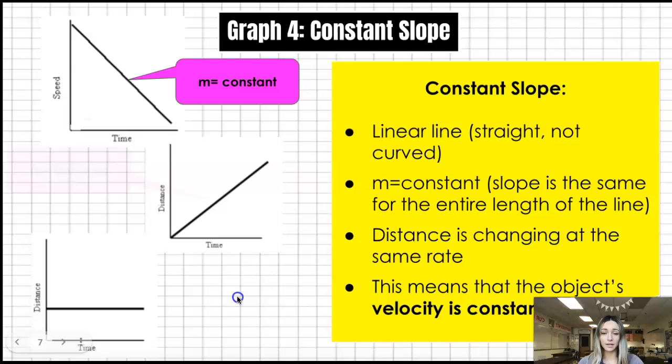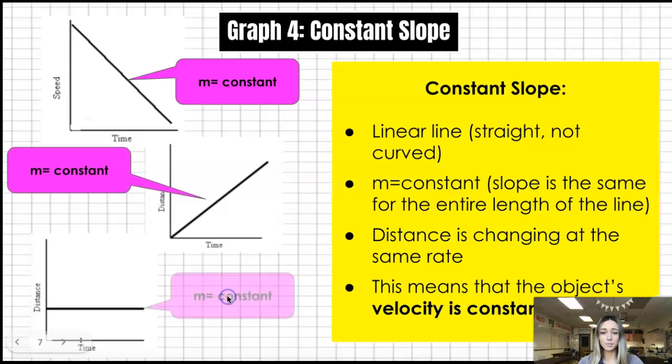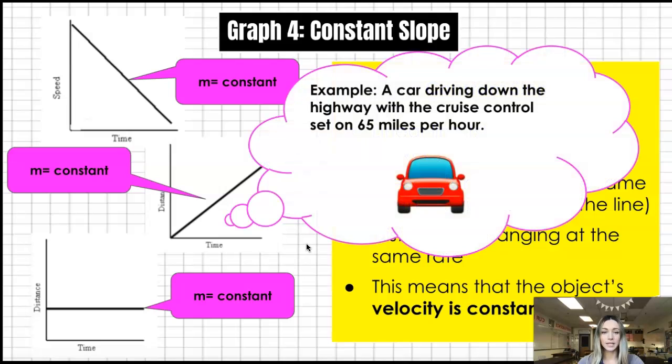So here I see a constant negative slope, here I see a constant positive slope, and here I see yet another example of a constant slope, which happens to be 0. This means that in all three examples, the velocity of the object is constant, meaning its speed is not changing. An example of this would be a car driving down the highway with cruise control set on 65 miles an hour. This means that the velocity of the car will stay at 65 miles an hour or will stay constant. That means that I will see the same slope for the entire length of the line unless and until the velocity of the car changes.